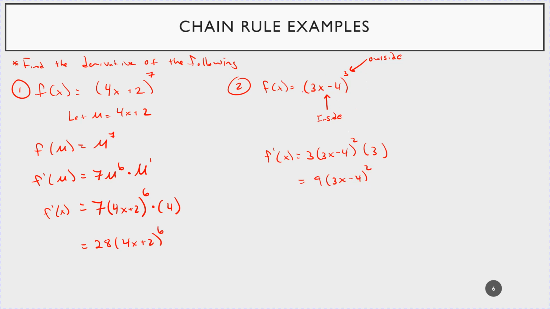So maybe this one is a little bit easier. I'm going to be doing both notations, both methods, as we go through these going forward. But hopefully you're starting to see the pattern.